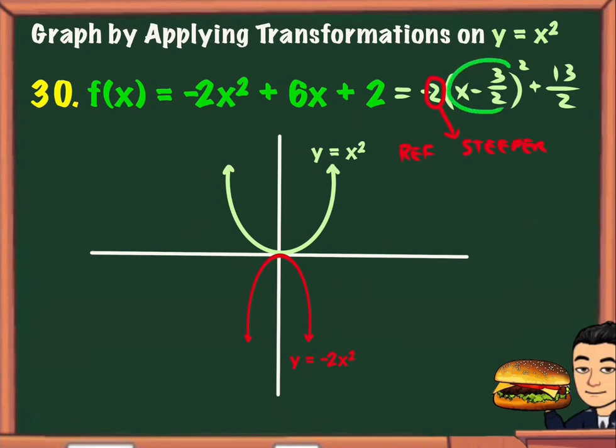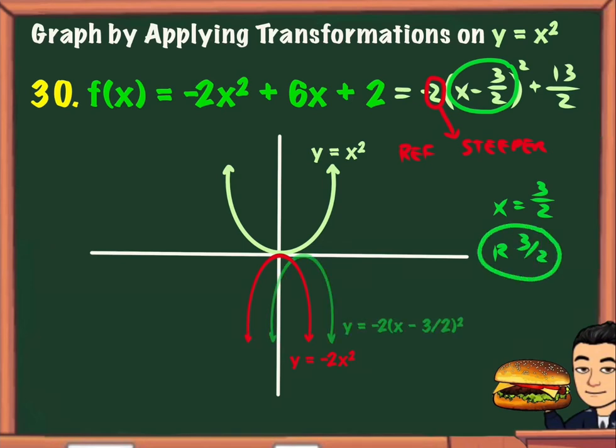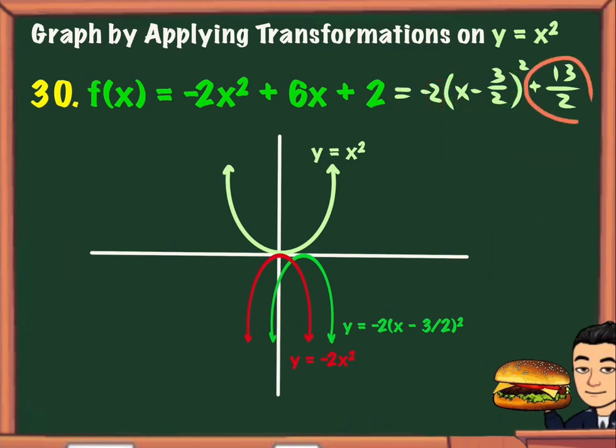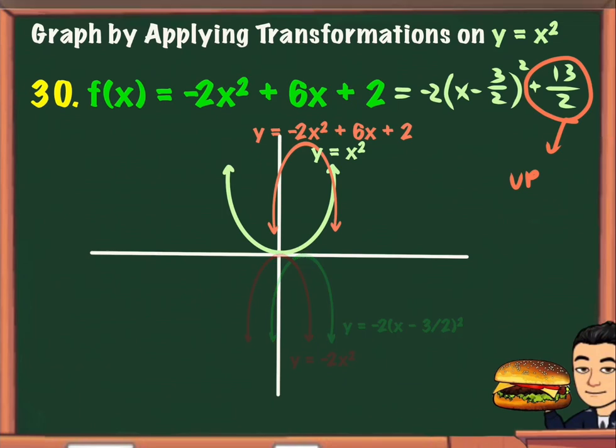If you set x minus 3 over 2 equal to 0, x is going to equal positive 3 over 2, which means that we're going to move towards the right by 3 over 2 units. That's how it's going to look in green. You're going to see that the parabola is moved towards the right by 3 over 2 units. Now let's take a look at the k value. This is going to go up by 6.5 units. So this is your final answer of your parabola. You can just go ahead and keep these two.